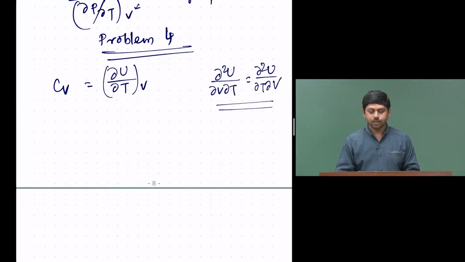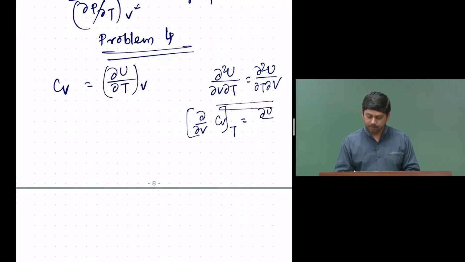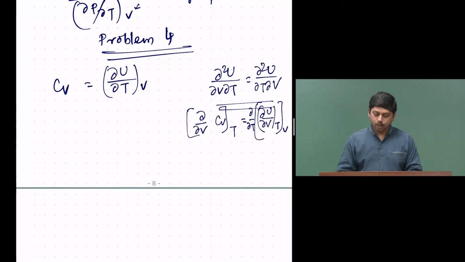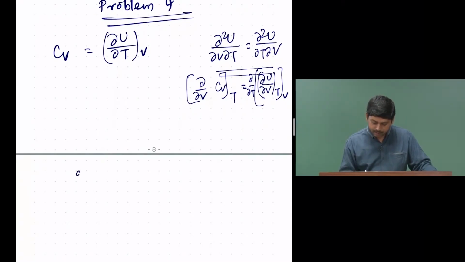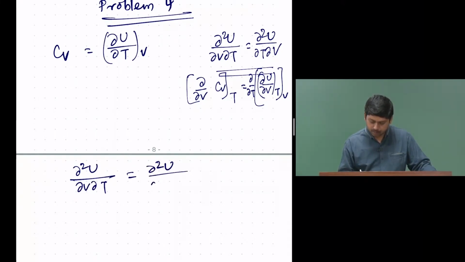That is where the exact differential characteristics comes, which means that first you take the derivative with respect to T at a constant V, which is nothing but Cv. So, which means that del V of Cv at a constant T is del U by del V at a constant T and derivative of that with respect to T at a constant V. So, we are going to exercise that. So, let us write that d2U by dV dT is equal to d2U by dT dV.